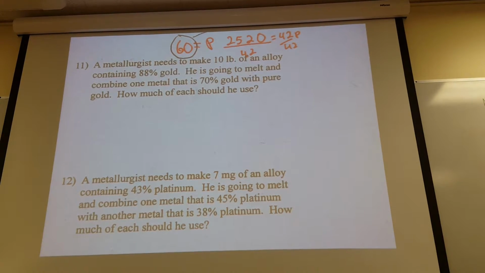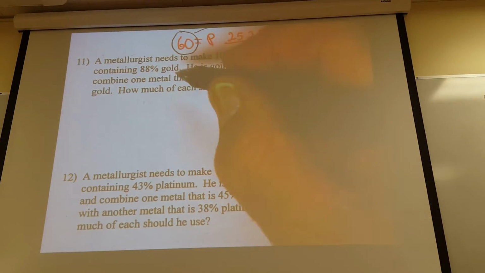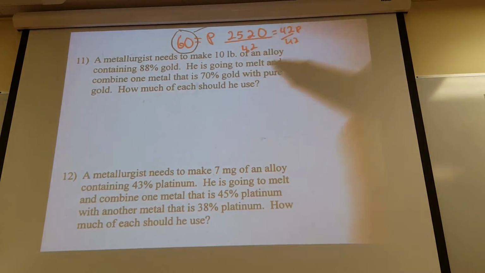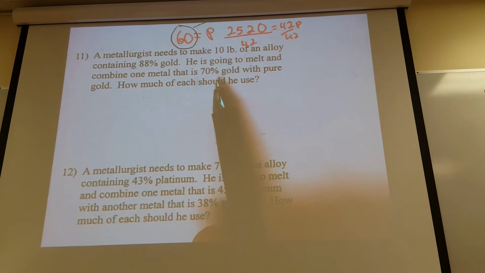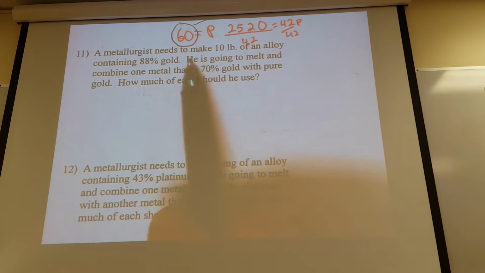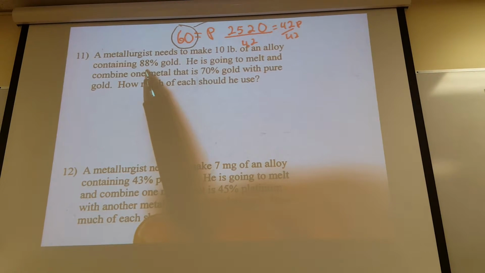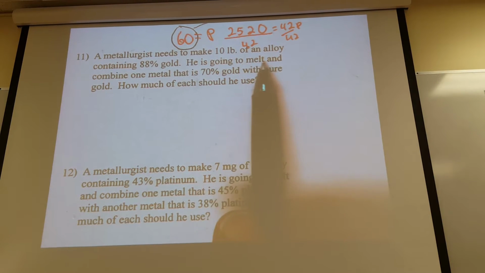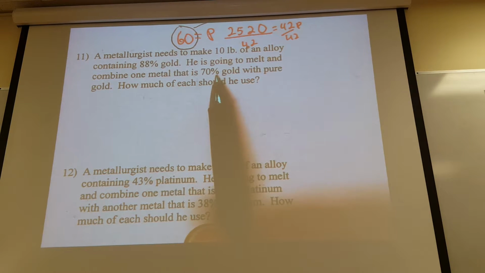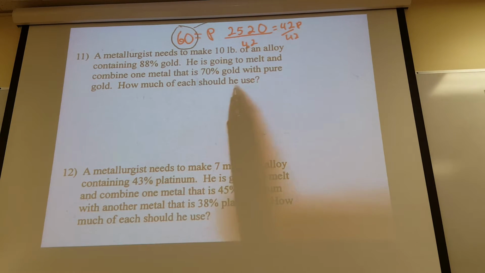Now, there's a part here on these problems that's the hardest thing to do, and it's that you don't write it down. You need to start with this. A metallurgist needs to make 10 pounds of an alloy that contains 88% gold. Now he's going to melt one metal that's 70% gold with pure gold. How much of each should he use?